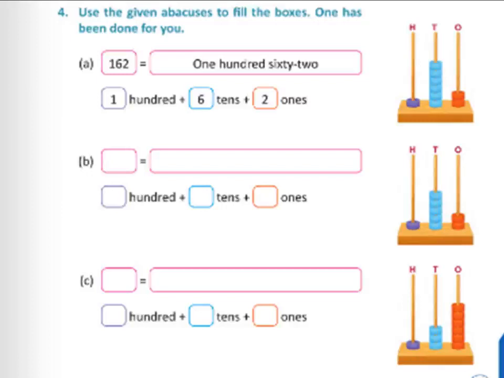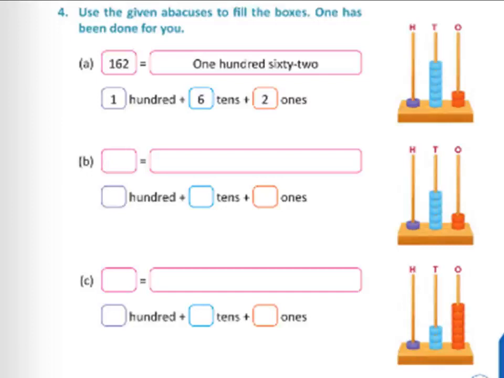In ones place, see the red beads, how many are there? 2. So first you write the number in the places, then it will be easy for you to write the number as well as the number name. So ones place, 2 beads are there, so write 2. Tens place, how many beads are there? 6. So 6 tens. And hundreds place, 1. So write 100 plus 6 tens plus 2 ones. From this you can write the number as 162.